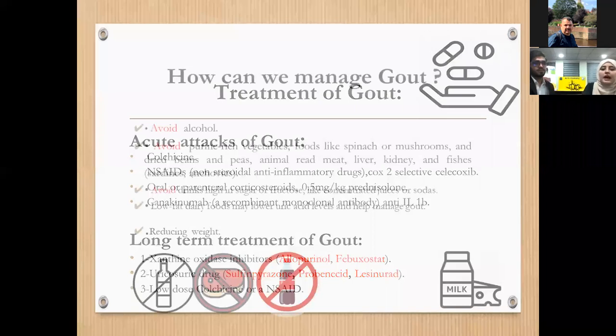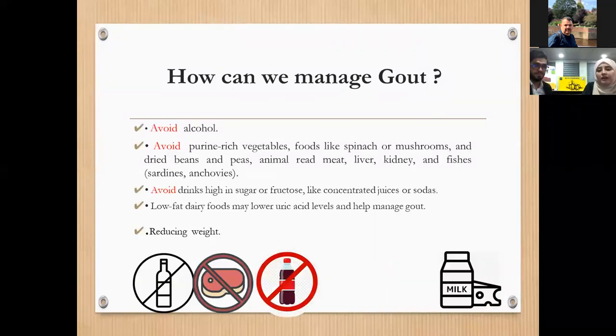How can we manage the gout? By avoiding alcohol, because alcohol decreases excretion of uric acid. Avoid purine-rich foods like spinach, mushroom, dry beans and peas, animal red meat, liver, kidney, and so on. Avoid drinks high in sugar or fructose because it is a source of the production of purine. Low-fat dairy foods may lower the uric acid level and help manage gout, and reducing weight decreases the uric acid level.